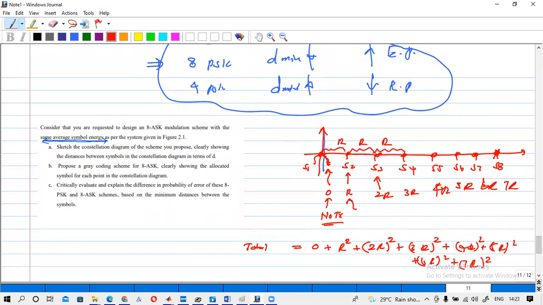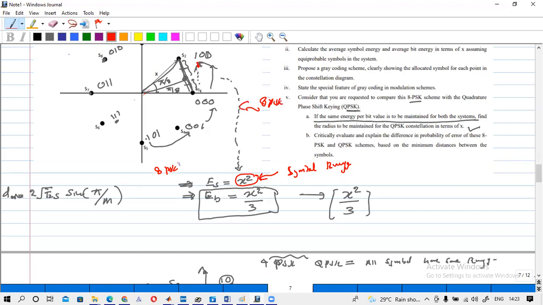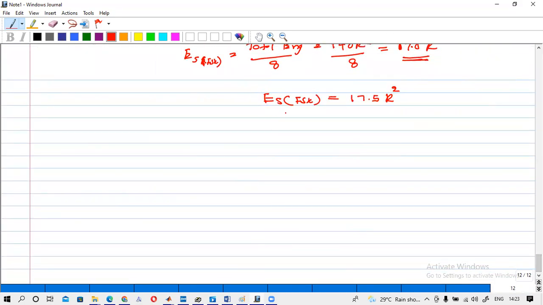Now we have to design this. The average symbol energy for this should be equal to the average symbol energy of this 8-PSK. So what is the average symbol energy here? X square. This symbol energy and that symbol energy should be equal. So 17.5 R square is equal to X square. Now you can find this R value. It will be X by root 17.5.